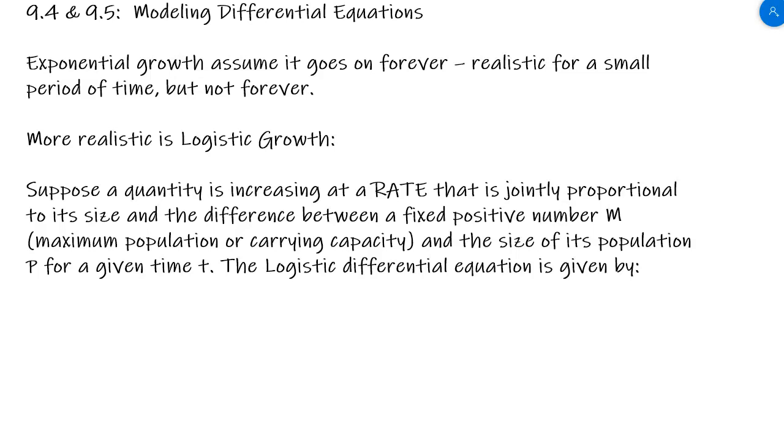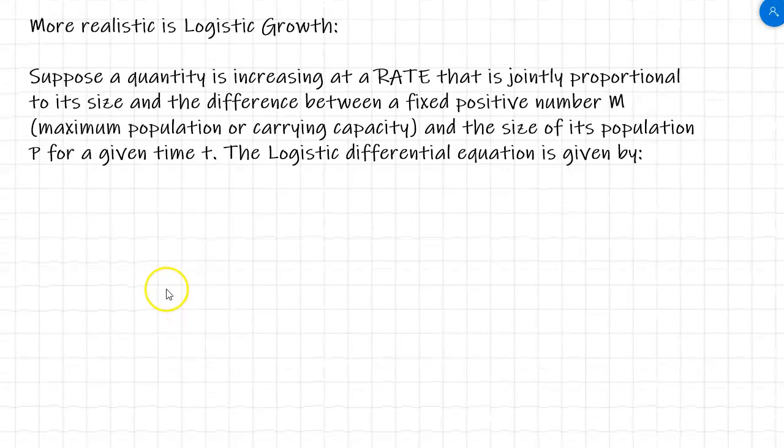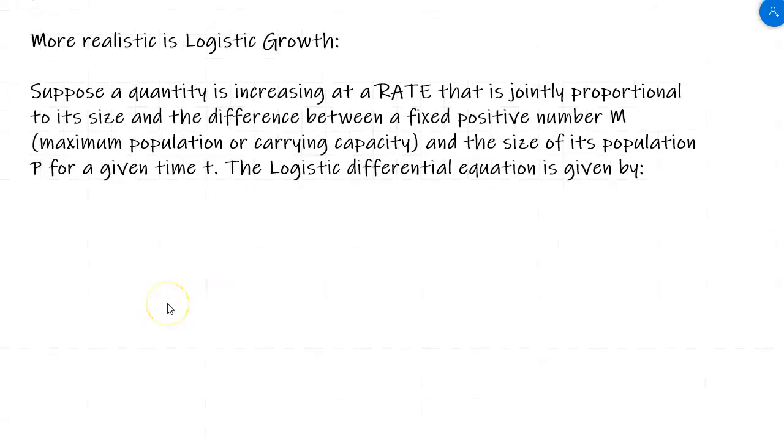So something that's more realistic is what we call logistic growth. So here's the definition of logistic growth. Suppose some quantity is increasing at a rate, and you notice that I made an emphasis on the rate. So it's a rate that is jointly proportional to its size and the difference between some fixed positive number M. Sometimes it's called the maximum population, sometimes it's called the carrying capacity. So it's the difference between that and the size of its population.